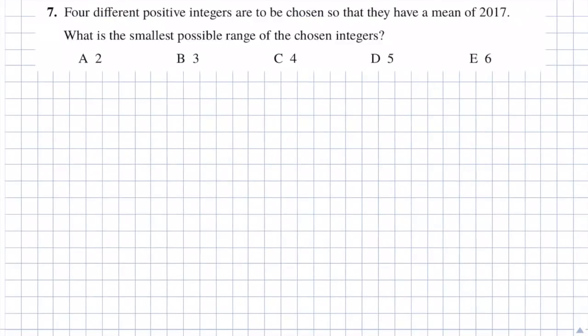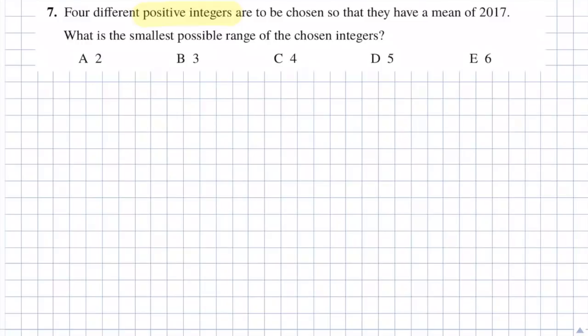Question 7. 4 different positive integers are to be chosen so that they have a mean of 2017. What is the smallest range of the chosen integers? The answers are A is 2, B is 3, C is 4, D is 5, and E is 6.